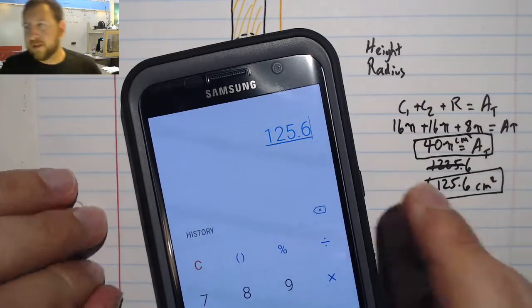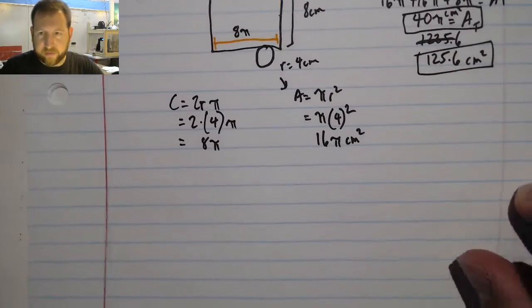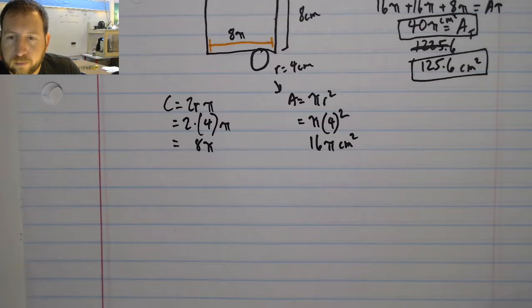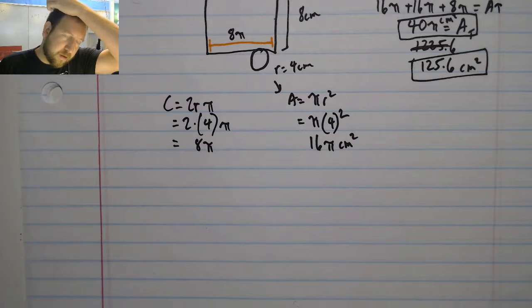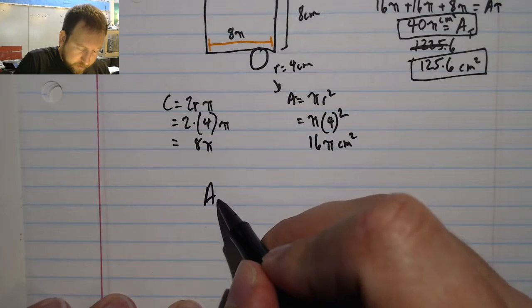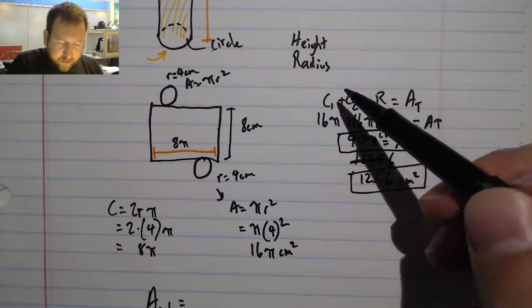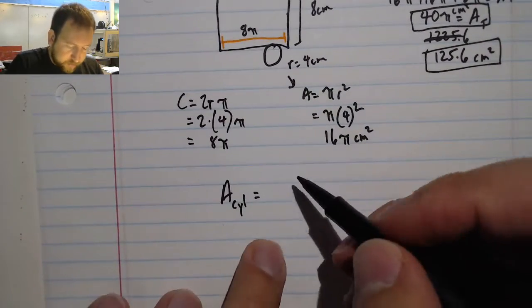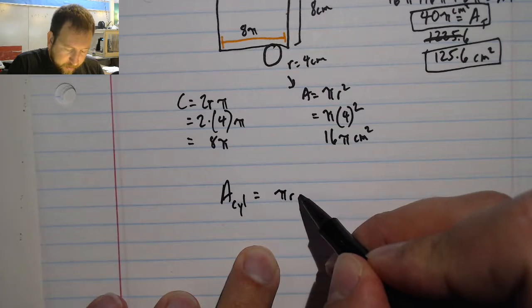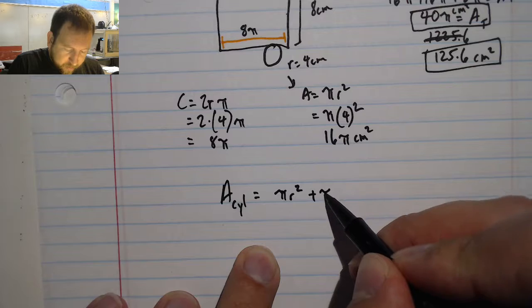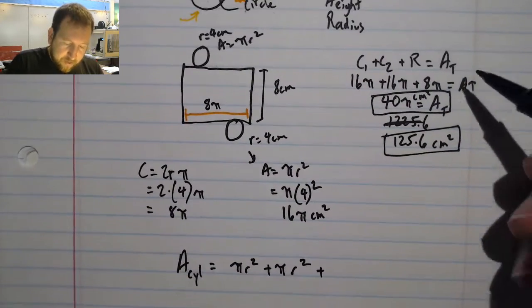Okay, let's come up with a formula for this because I don't want to have to do that every time we do a surface area of a cylinder. Our formula is going to look kind of like this. My area of a cylinder is going to be, notice that I added my two circles up. So my two circles is going to be, I could say circle 1 would be pi r squared plus pi r squared plus my rectangle.